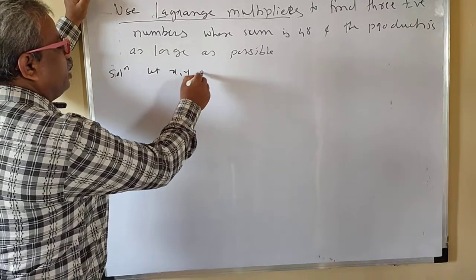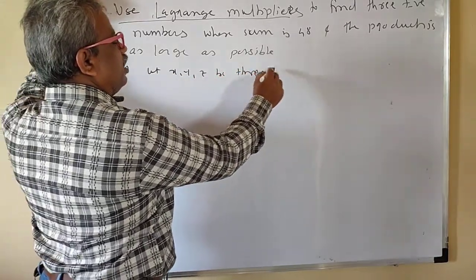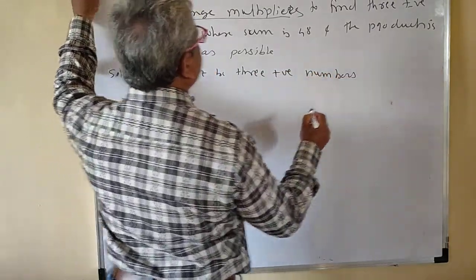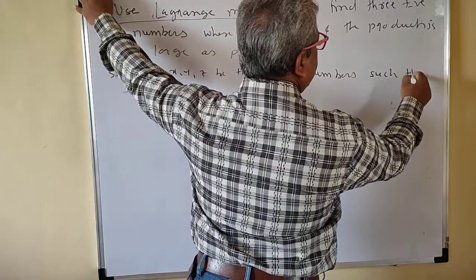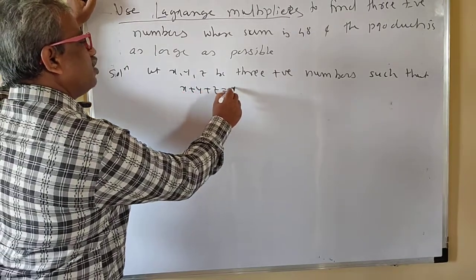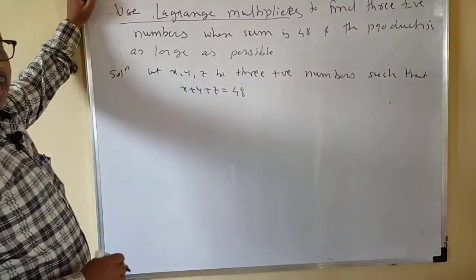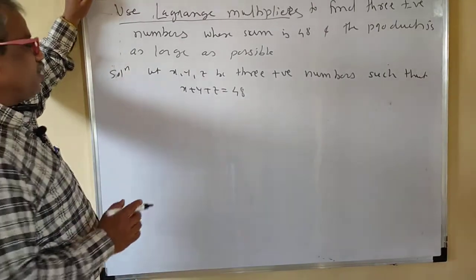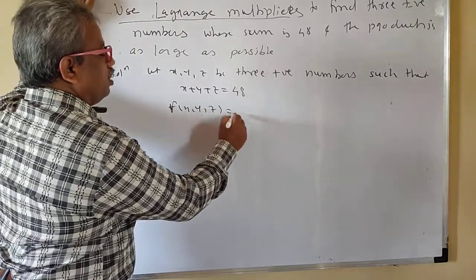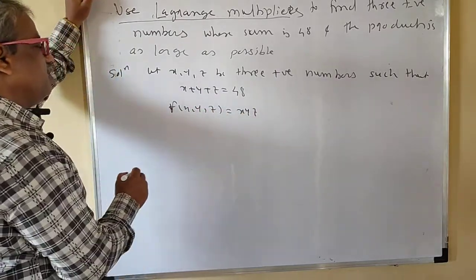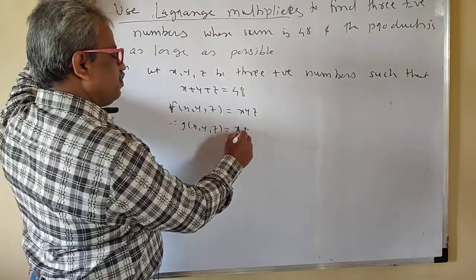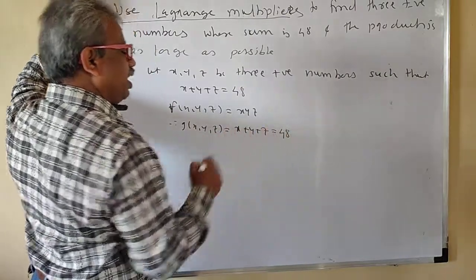Let x, y, z be three positive numbers such that their sum is 48, such that x plus y plus z is equal to 48, and the product is maximum. That means we have to maximize the product. So f of x y z is the product, xyz. Therefore g of x y z is x plus y plus z equal to 48, right?